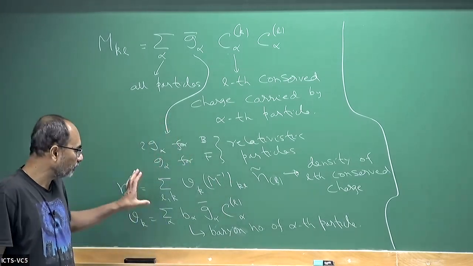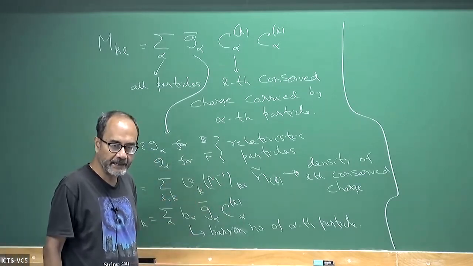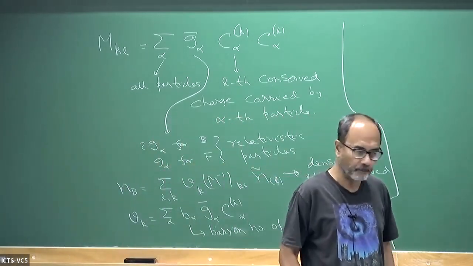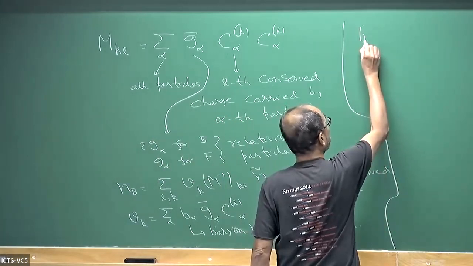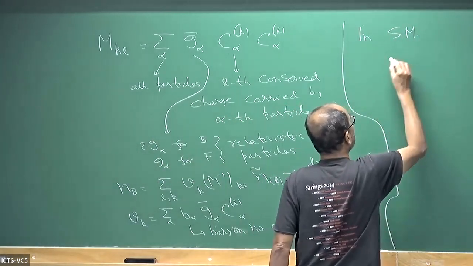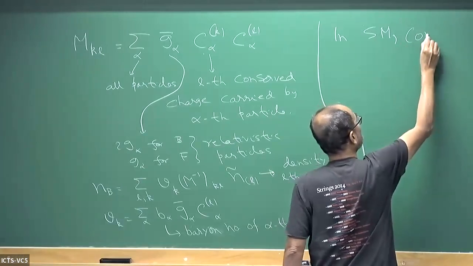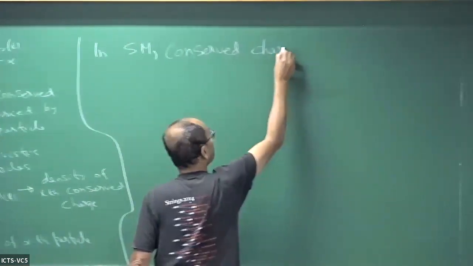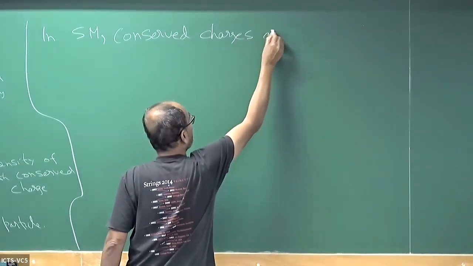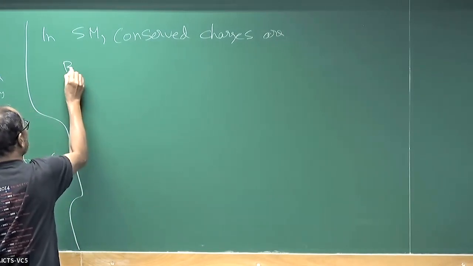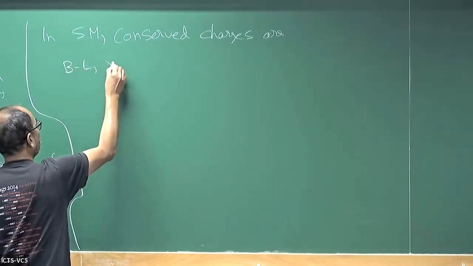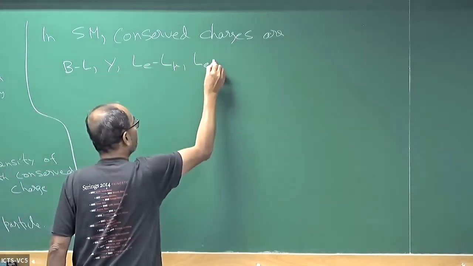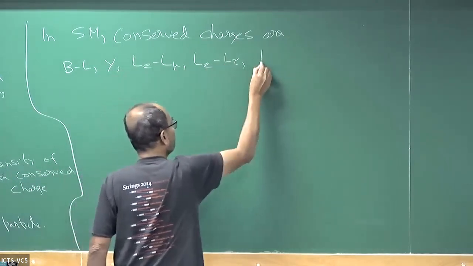So today we are going to analyze this formula in a little more detail for the specific case of the standard model, where we want to look at the baryon production. So in the standard model, the conserved charges are B minus L, Y, Le minus L mu, Le minus L tau, and I3.